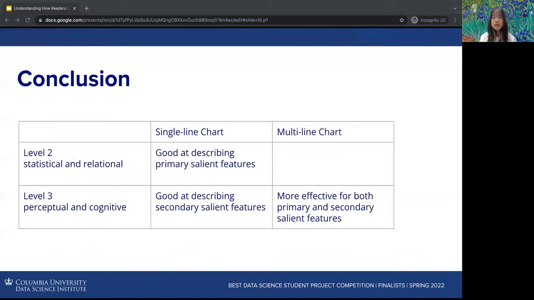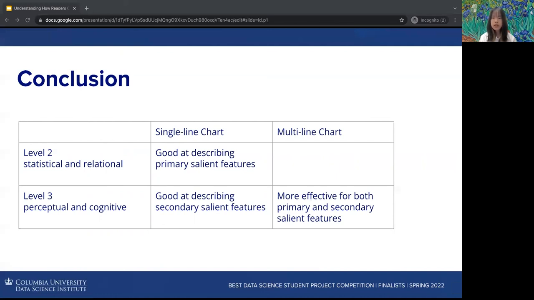In conclusion, we can see that in general, people are more likely to treat a feature in the caption as the takeaway if it is expressed in perceptual and cognitive language rather than statistical language. However, there is one exception, which is the primary salient feature for single-line charts. A possible reason for this is that for single-line charts, the visually salient extrema tend to convey important information, and a level 2 caption is able to highlight extrema better than a level 3 caption.